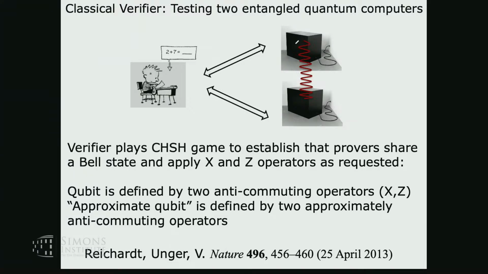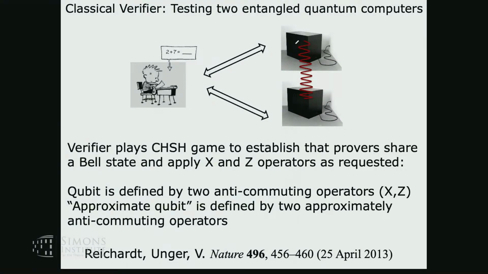And as a classical verifier, we interact with these two quantum computers. But both quantum computers are totally untrustworthy, and they might be colluding with each other, without actually talking to each other. So how would you ask them to do a quantum computation for you and trust it, even though the quantum computers were untrustworthy?